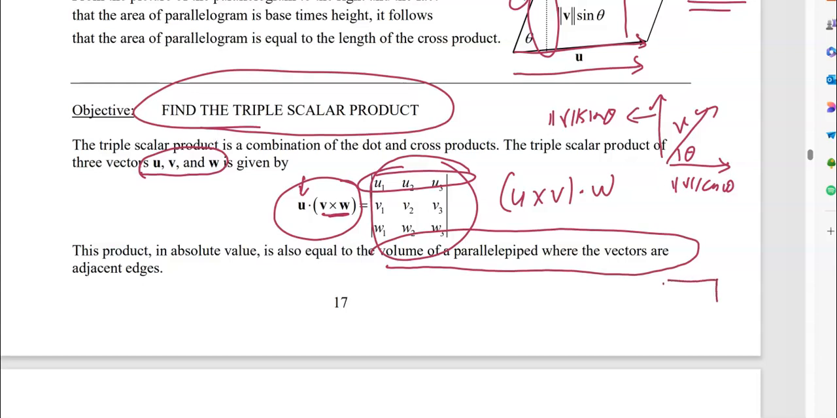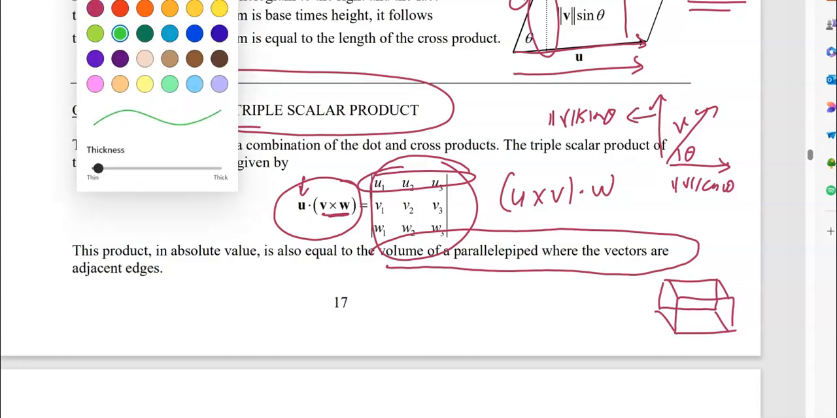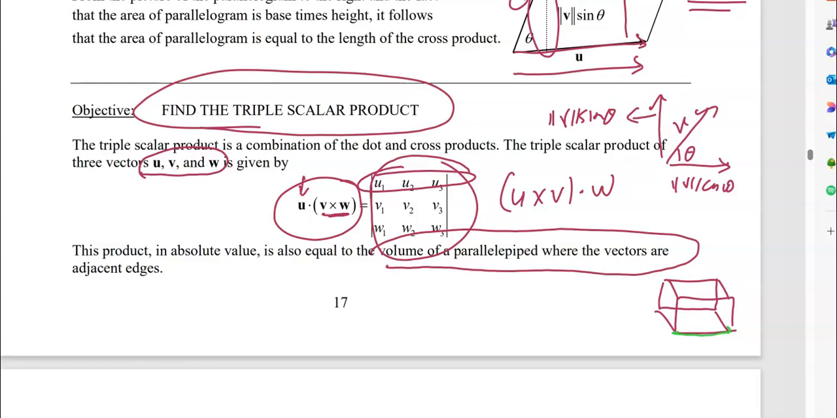Let me draw the box first. Now I want to draw the vectors. This is your u, v, and you could have a w here. That makes the volume of this parallelepiped. Okay, I will give you an example in the next video. All right.